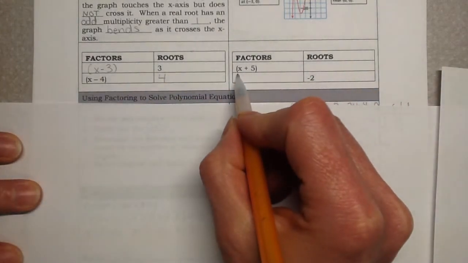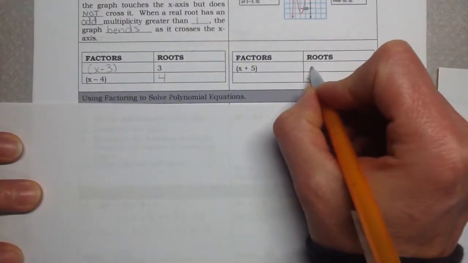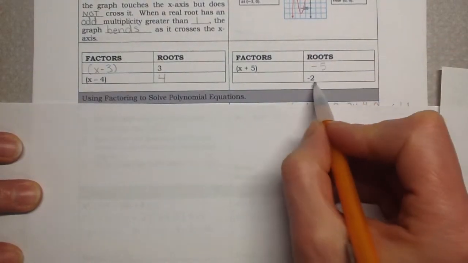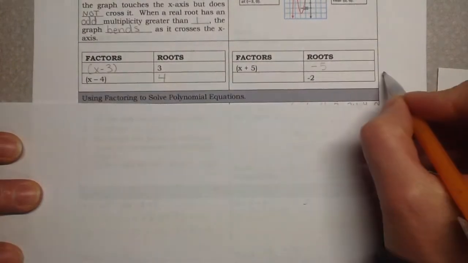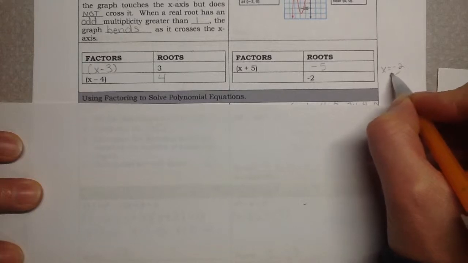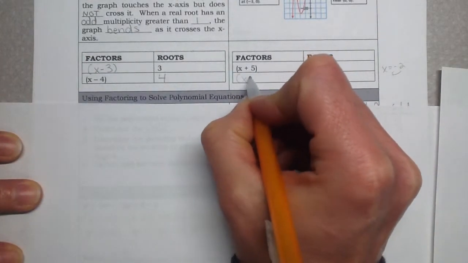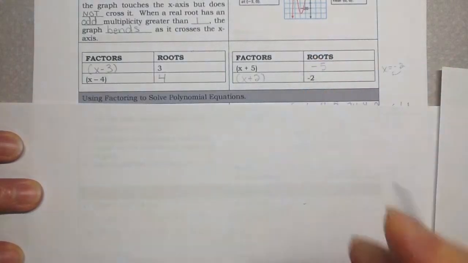If we have a factor of x plus 5, we would set that equal to 0, and our root would be negative 5. Now, if we start with the root of negative 2, that means that x equals negative 2, so we would bring this over to the other side. We would add 2 to both sides, so we would end up with a factor of x plus 2.